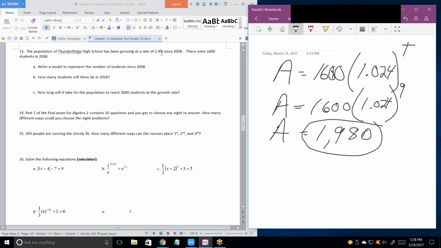Now, how many students will there be in 2018? Give me the equation. 1,600 times 1.024 to the power of 10. Okay, go ahead and come up with that number. 2,028.